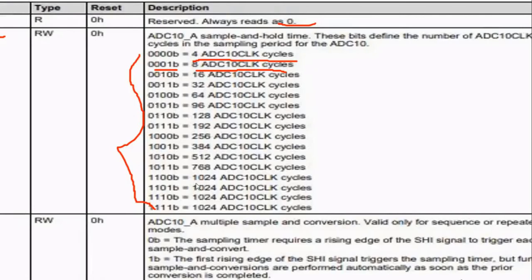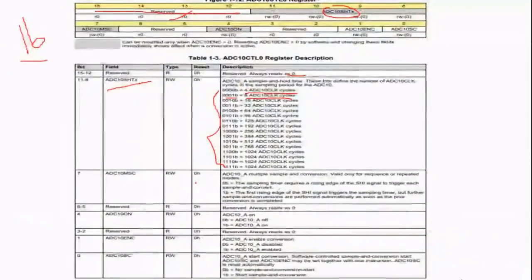So according to that, you have to do all the things. In whichever option you need, you have to choose any one with the help of the ADC10 SHTX bits. Let us consider you want to choose 384 clock cycles. Then you have to choose the corresponding 1001 value. So depending upon the requirement, you have to choose any one.